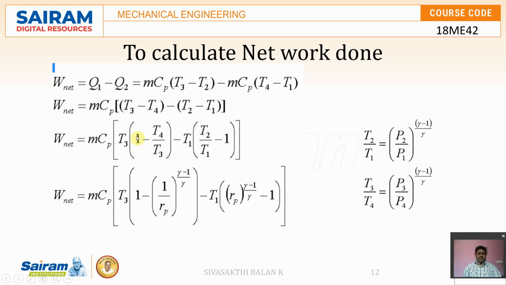So T3 times (1 minus T4 by T3), and in the same way T1 outside times (T2 by T1 minus 1). T2 by T1 we know is P2 by P1 to the power of gamma minus 1 divided by gamma, and T3 by T4 we also know is P3 by P4 to the power of gamma minus 1 divided by gamma. So replace those two values here, and we will get a relation like this. T3 times (1 minus 1 by Rp to the power of gamma minus 1 divided by gamma), where Rp is the pressure ratio, minus T1 times (Rp to the power of gamma minus 1 divided by gamma minus 1), since T2 by T1 is directly the pressure ratio P2 by P1 to that power. This is the net work done formula.